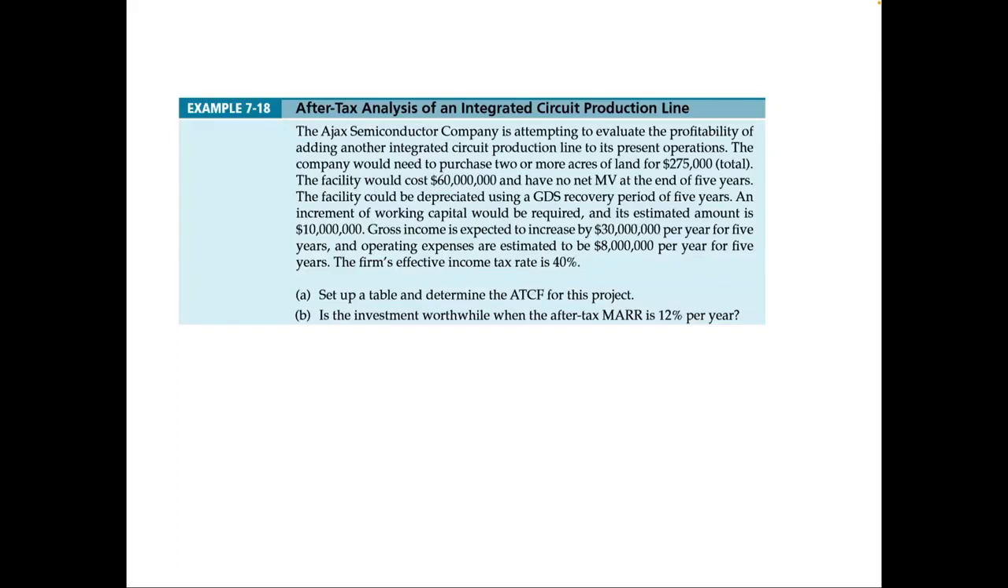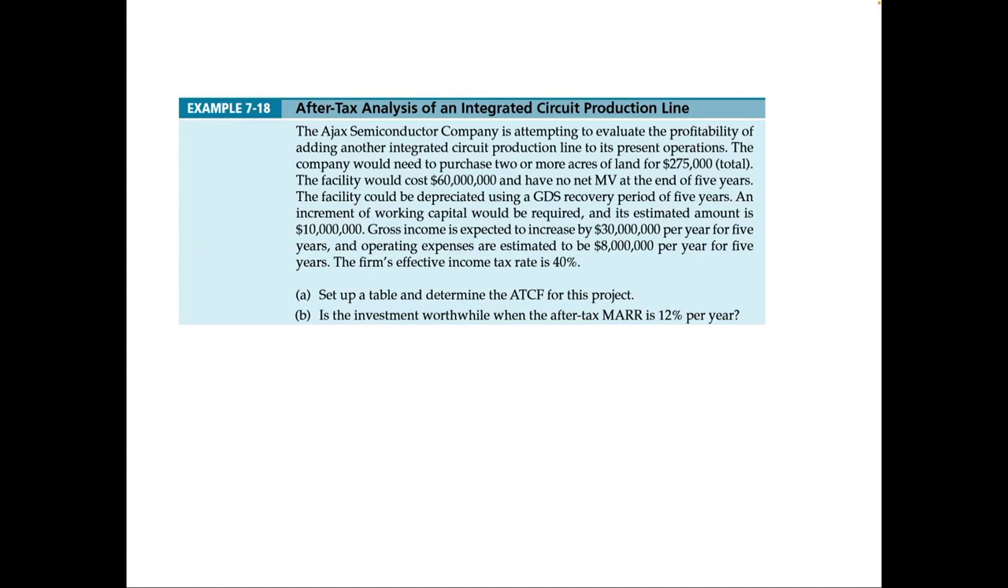So let's look at this example. This is Ajax Semiconductor Company. It attempts to evaluate the profitability of adding another integrated circuit production line to its present operations. So there is a proposal. So how does the cash flow look?